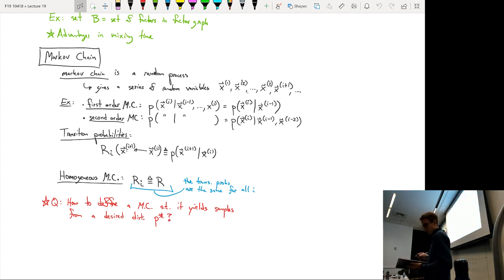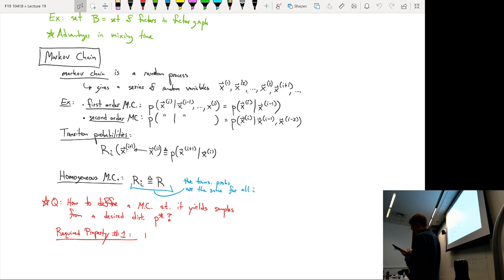And so we're going to think about two properties that we need here. The first required property is that P star is the invariant distribution of the Markov chain.